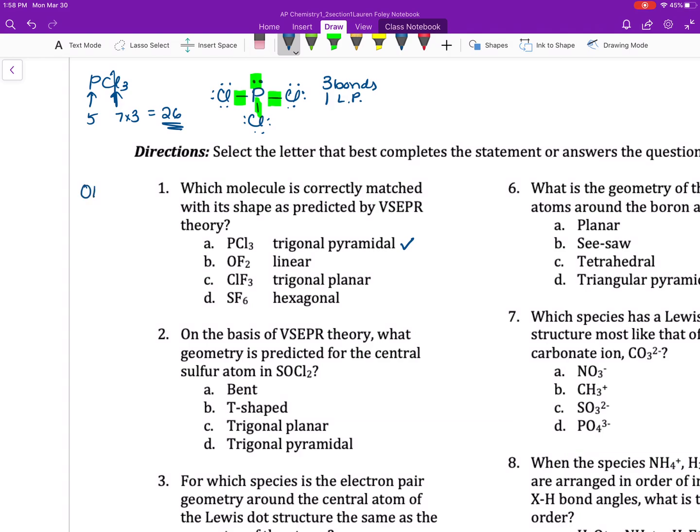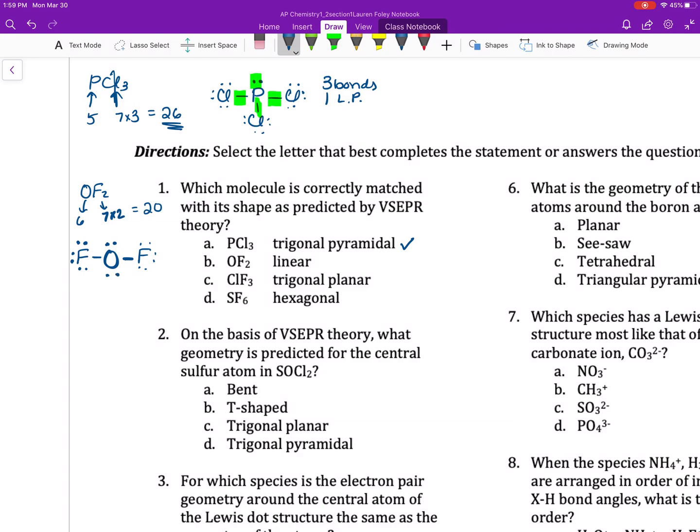OF2, oxygen has 6 valence electrons. Fluorine has 7 times 2 is 14. 14 plus 6 is 20 total. I'll put the oxygen in the center. I'll put the fluorines on each side because I don't know what shape it is yet, so I'll just start by distributing them. Electrons, electrons. So that's 4 electrons gone. I have 16 left. So I just put in 12. So I have 4 more electrons. Those 4 electrons can go on the center atom of oxygen.